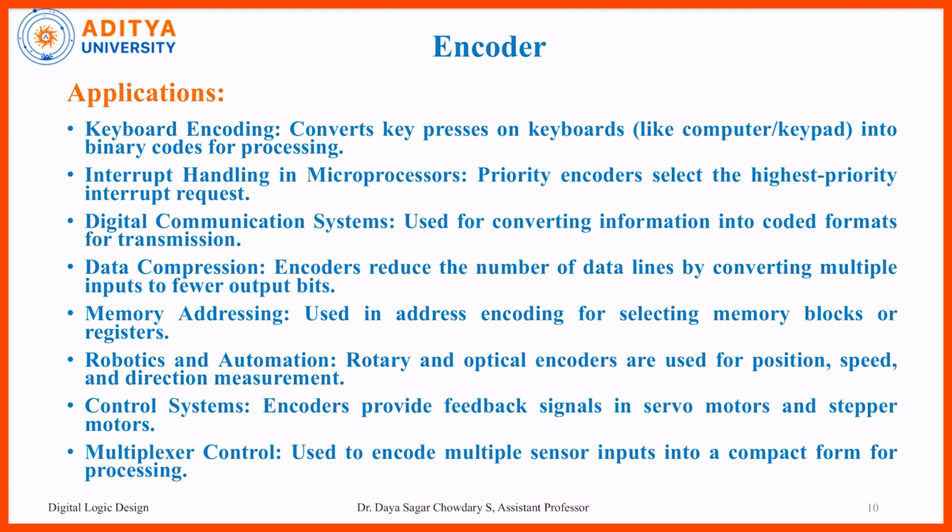And control systems: encoders provide feedback signals in servo motors and stepper motors. Most of the time we use that motor part, so it gives the input to the motors. And multiplexer controls: multiplexer is a different concept, but the inputs of the encoder and the multiplexer are the same, 2 to the power of n. Coming to the outputs there is a difference, because multiplexers depend on the selection lines.